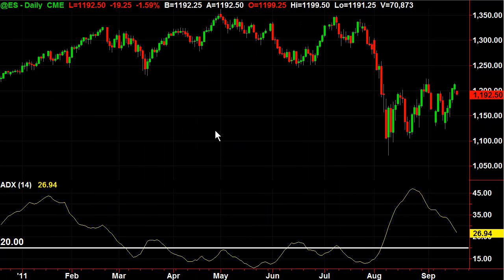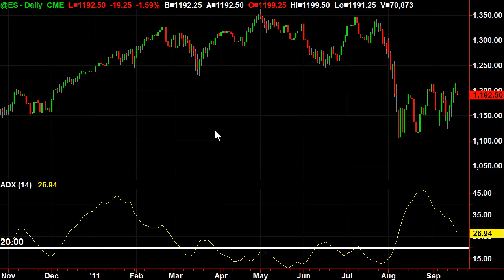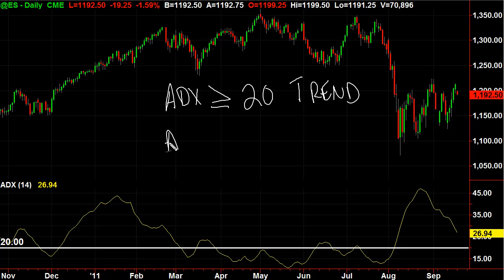So here's how you use this standard indicator that's going to be on almost every charting application out there, all right? The rule is super easy to remember, so that you don't have to worry about any complicated formulas. All you want to know is anytime the ADX is greater than or equal to 20, it means the market is trending, all right? Trend. Anytime the ADX is less than or equal to 20, it means it's a non-trending market, all right?